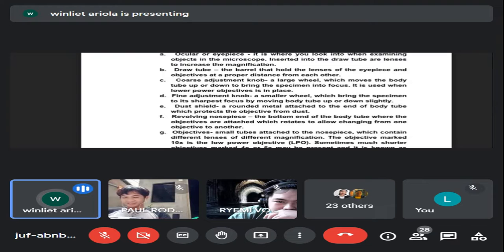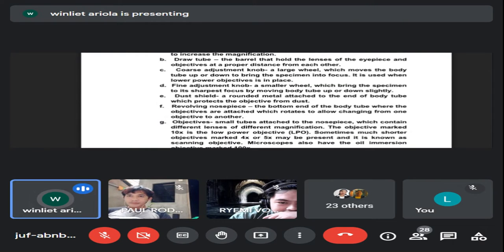So this is the barrel that holds the lenses of the eyepiece and the objective. So ito yung sinabi ko kanina, ito yung mahaba, no? And it holds, so nasa taas niya ang ocular lens, and then nasa baba ang objectives that is also attached to the revolving nose piece. Now let's go to the two different adjustments, no? The adjustment knob. First is we have the coarse adjustment knob.